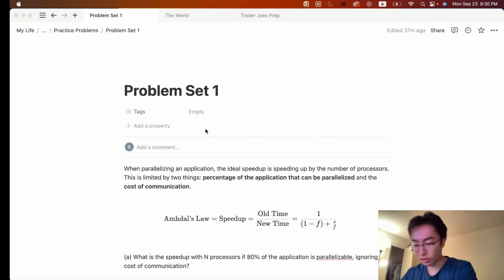Some of the key concepts we covered: speedup using Amdahl's law, pipelining, instruction set architecture, specifically MIPS 32, performance, and I would say reliability. Those are sort of the few different concepts we covered.